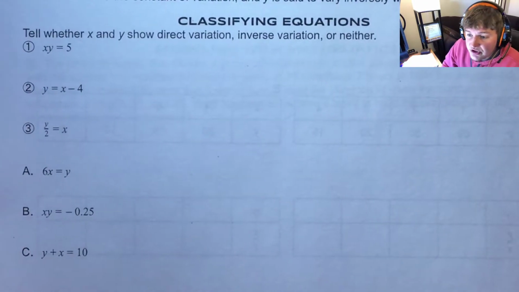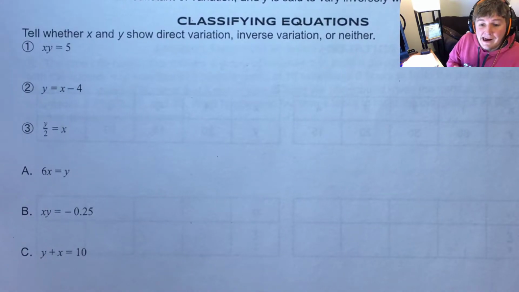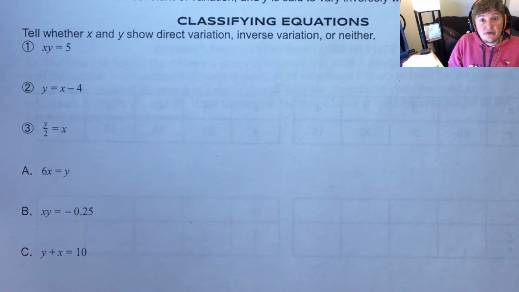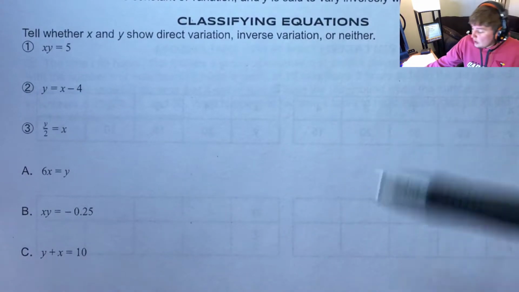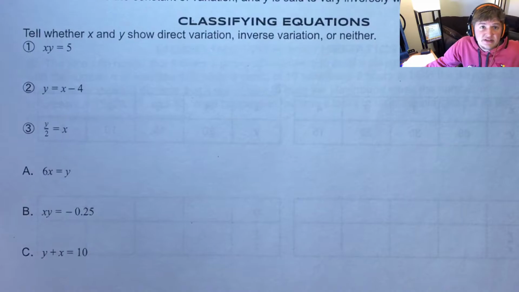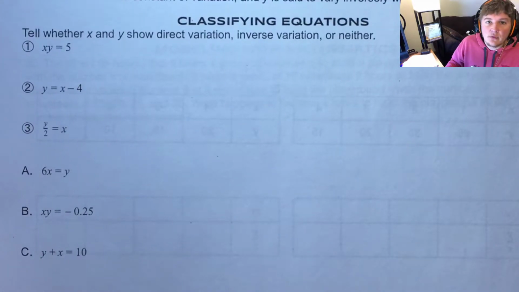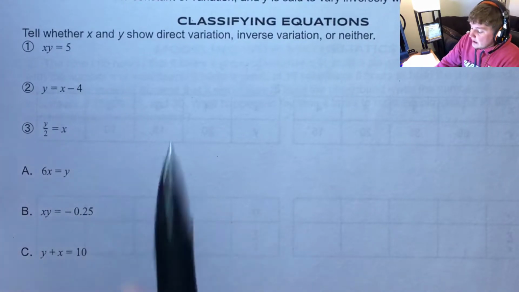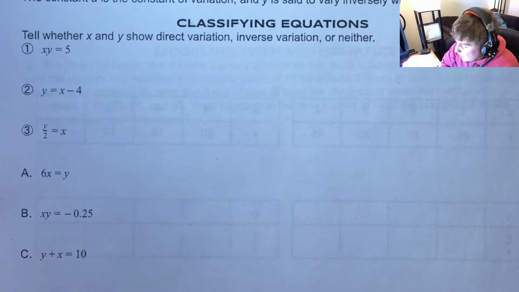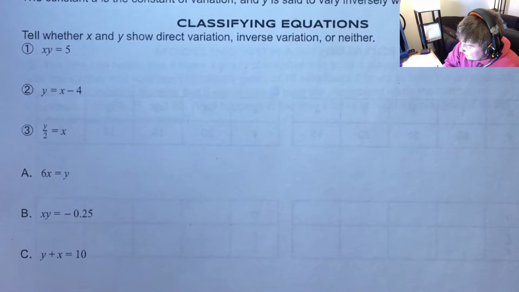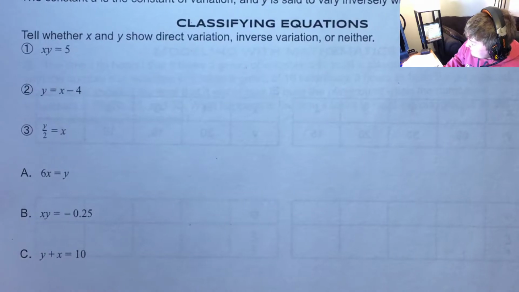Okay, it's pretty straightforward. Basically what you're going to do is look at the equation and see whether it fits nice and neat into one of these general equations, and if it doesn't, it's neither. If it does, it's whatever one it fits into. So number 1, xy is equal to 5. So we just got to find the general form it fits into. Okay, it fits right here.